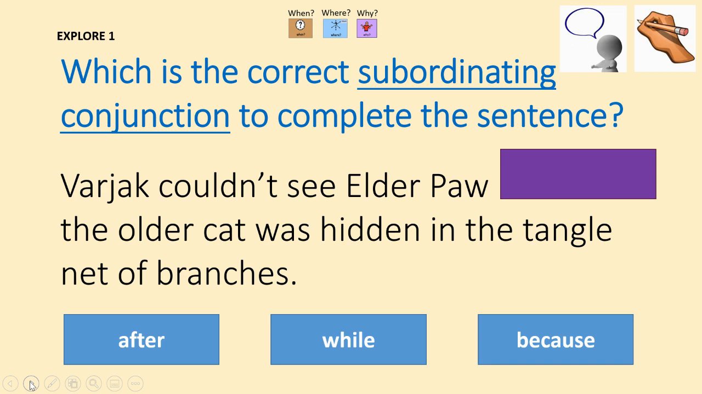This is what I want you to do. You are going to work out which one goes in the purple box so that that sentence is complete. You must try all of the subordinating conjunctions. You must try all of them before you think about your answer. Okay, I want you to do that now. I want you to then say your answer out loud and just write down the subordinating conjunction which is correct. Do that now. Press pause.